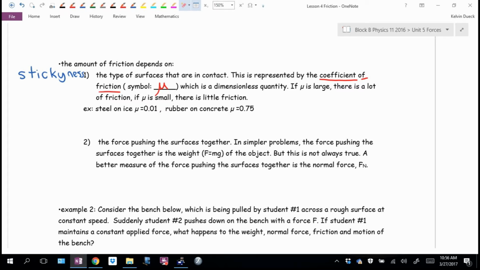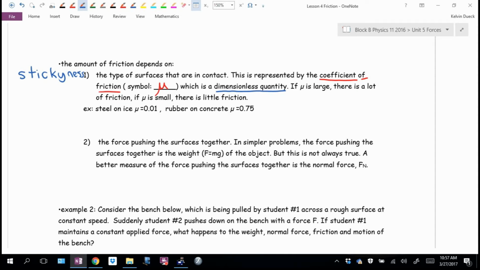Okay. It has no units. What are the units for mu? Nothing. It's a ratio, and I'll show you why it has no units later on. It's a dimensionless quantity. It's just a number, a decimal, typically between 0 and 1. If mu is large, there's lots of friction. If mu is small, there is little friction.